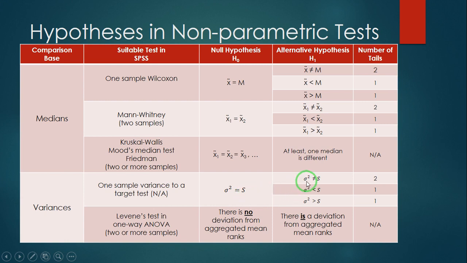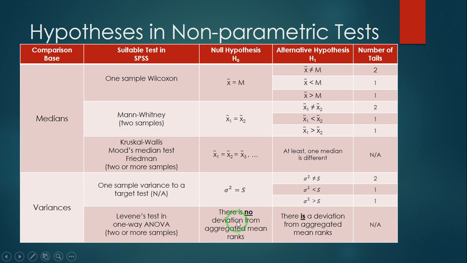And as alternative hypotheses, we have variance is unequal to S for a two-tailed test, and variance is smaller or greater than S for one-tailed tests. And if you have two or more samples for testing the variance, you can use the Levene's test in One-way ANOVA in SPSS.